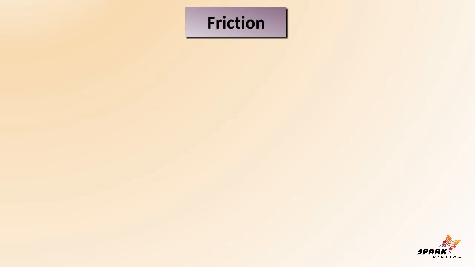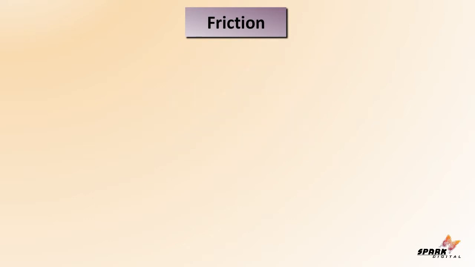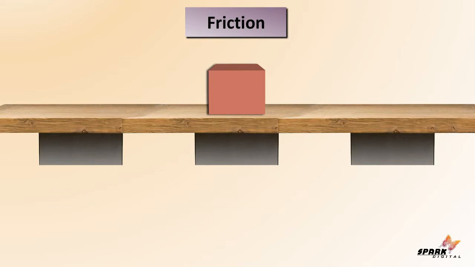There are in general three different types of friction. Let us see about them: static friction, limiting friction, and kinetic friction. Consider a block of wood lying on a plain horizontal table. There is no force of friction as the block of wood is stationary. Push the block lightly with the hand. The block does not move because the force applied by the hand is exactly balanced by the force of friction acting horizontally in the opposite direction.